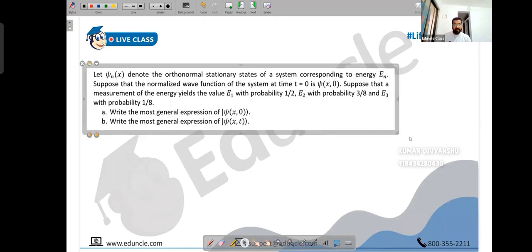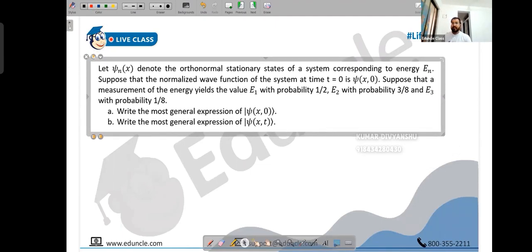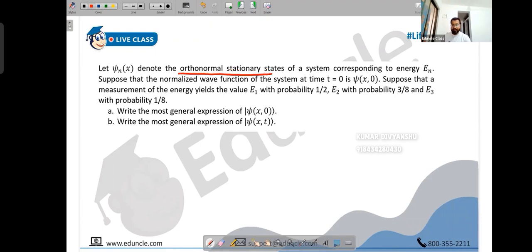So we have got this. Let psi n denote the orthonormal stationary states. That's good, orthonormality is mentioned, corresponding to energy En. Suppose that the normalized wave function, so the wave function is also normalized, outstanding, at t equals 0 is the initial wave function. Suppose that a measurement of the energy yields value E1 with probability half, E2 with probability 3 by 8, and E3 with probability 1 by 8.